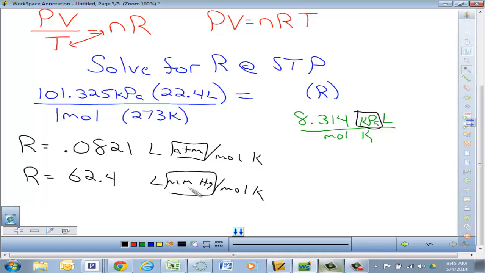Now remember what I've always said. For quizzes and tests, I'm going to drive things towards kilopascals. This is what you will need to know for quizzes and tests. I will not use any atmospheres. I will not use any millimeters of mercury. But realize there are going to be book questions in the chapter questions. They might give you atmospheres, and if they give you atmospheres, then all you have to do is plug in 0.0821 for the value of R.